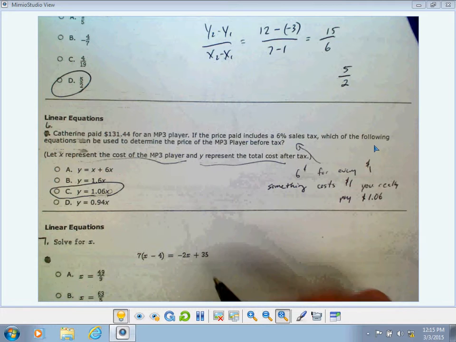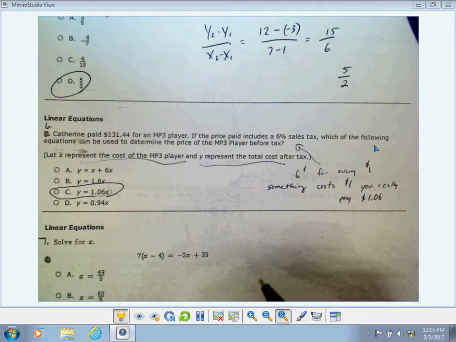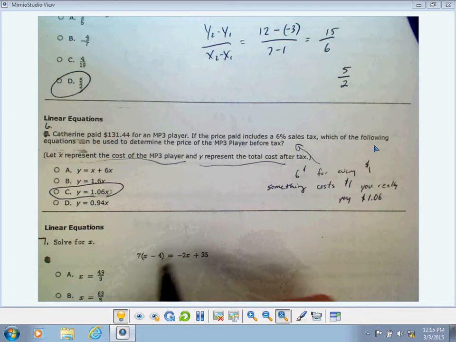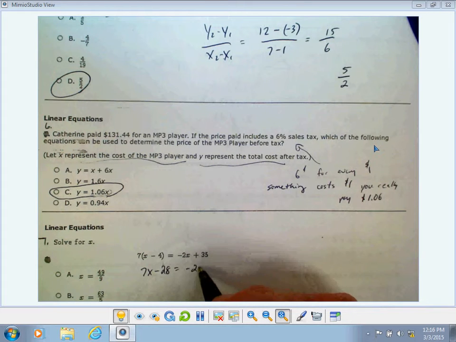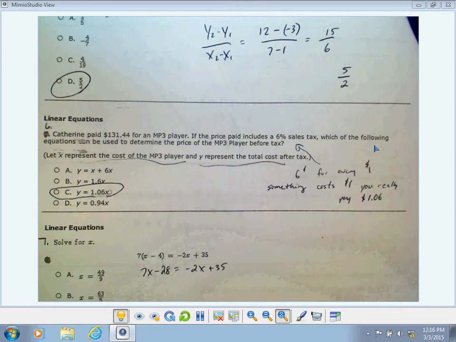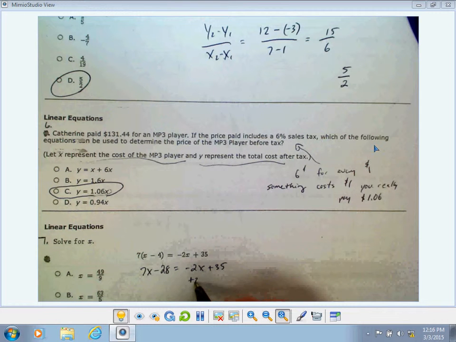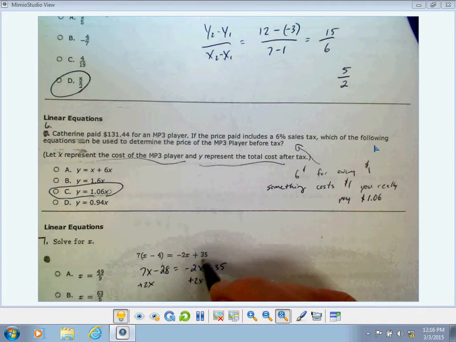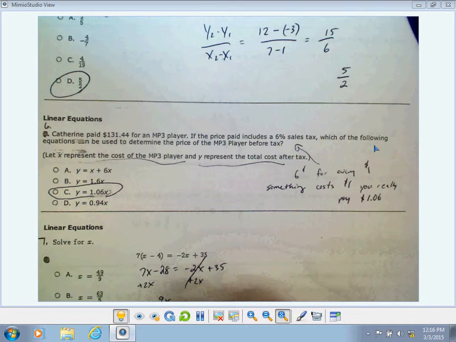Alright, let's look at number 7. This one's going back to, can you just solve an equation? Relatively easy one. Distribute the 7. 7x minus 28 equals negative 2x plus 35. Alright, no like terms that combine on either side, so we start moving stuff around. Add the 2x to both sides to cancel that. 9x minus 28 equals 35. Add the 28. 9x equals 63. Divide by 9. x equals 7.